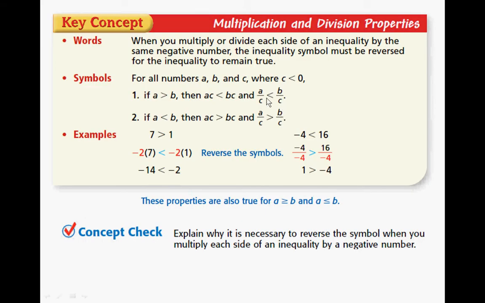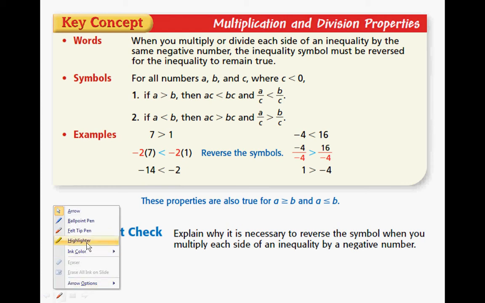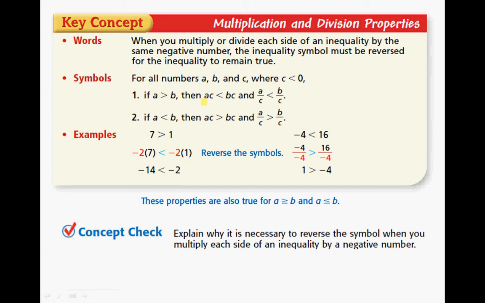So go ahead and write this down. When you multiply or divide each side of an inequality by a negative number, then you have to reverse the inequality symbol for it to remain true. So notice what they're doing here. I'll go ahead and get my highlighter. So you have to reverse. This is the key here. The inequality symbol must be reversed.